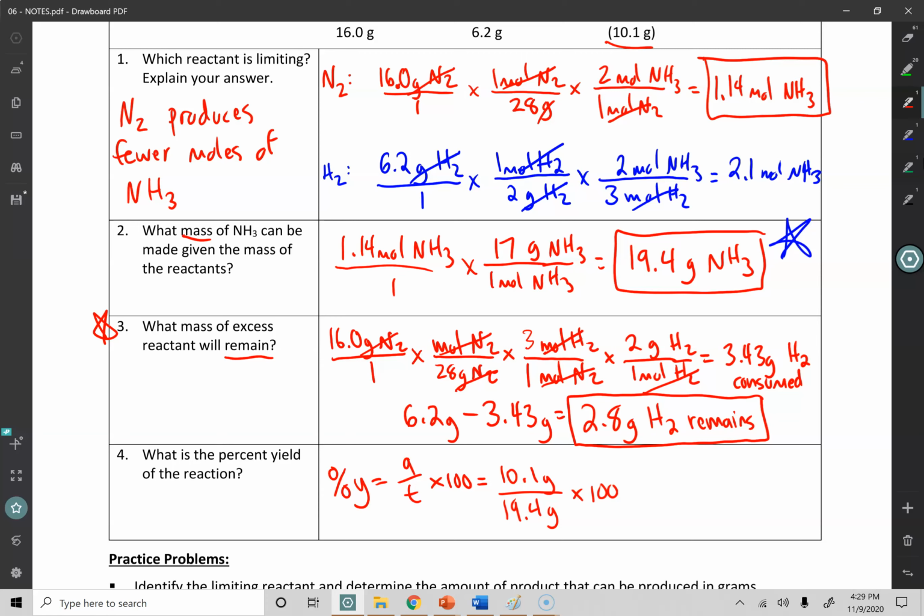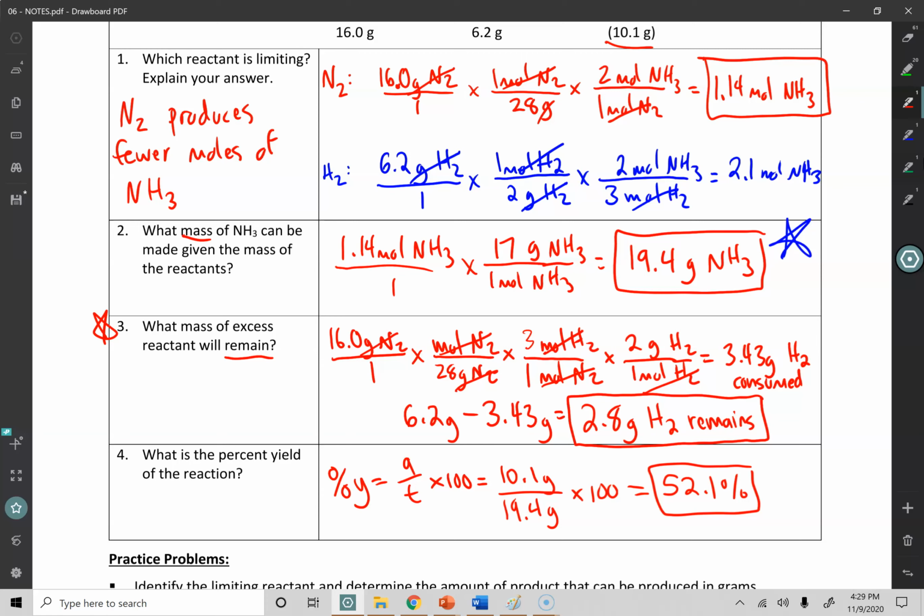Now it's hopefully a very straightforward math problem. 10.1 divided by 19.4 times 100. Be careful with your sig figs. I'm getting about 52.1%. Not a spectacular yield, but that happens. And it doesn't work out perfectly in the lab for you every time you go in there.